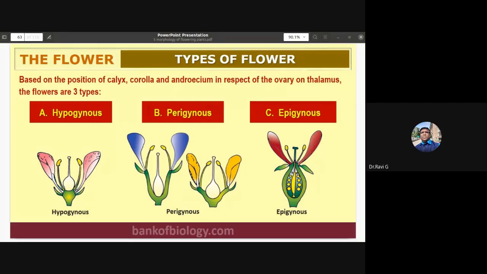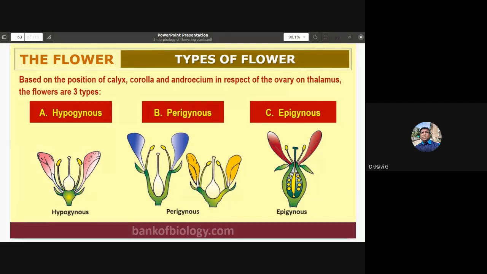The ovary is inferior. Why does this happen? See the receptacle here, it becomes a complete cup-shaped structure, and this cup-shaped structure is enclosing the ovary. The complete ovary is within this cup-shaped receptacle, and only the style and stigma are outside. So the calyx, corolla, and androecium arise from above this cup-shaped receptacle. That is, it is above the gynoecium.